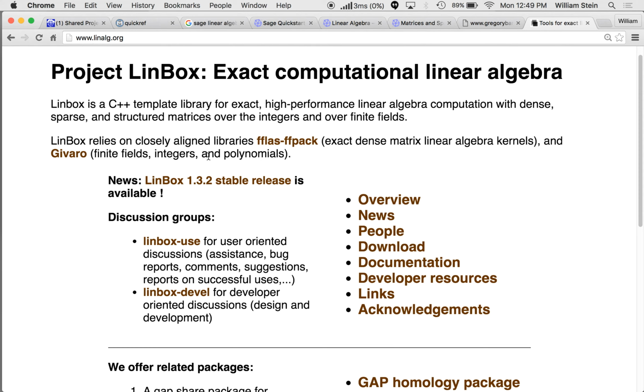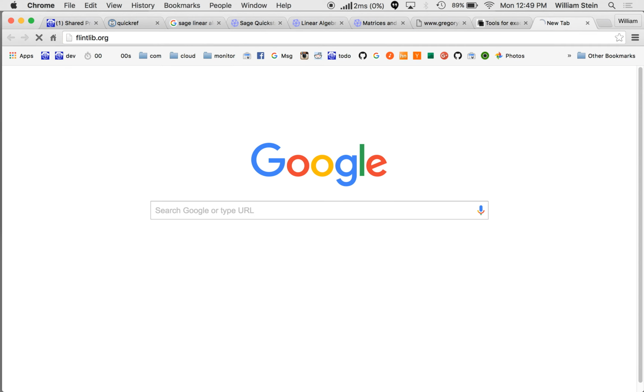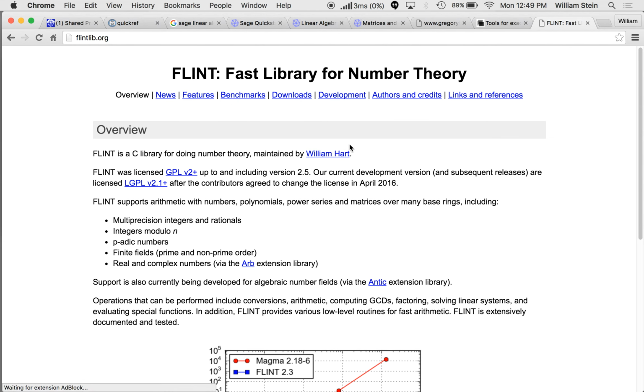Also, there's a library called Flint, flintlib.org, which is a fast library for number theory. It's a pure C library, and it has a lot of very highly optimized code for exact linear algebra. You can use it in anything that can use C code, which is pretty much anything out there. So this is good to know about.